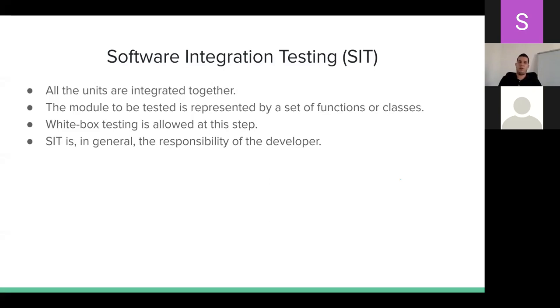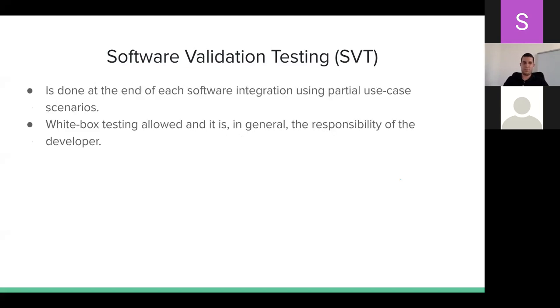Software integration testing, SIT. All the units are integrated together. The module to be tested is represented by a set of functions or classes, as I said before, depending on the programming language. White box testing is allowed at this step, and SIT in general is the responsibility of the developer. But you will find some projects where the SITs are done by the tester. Software validation testing is done at the end of each software integration using partial use case scenarios. White box testing is allowed, and it is in general the responsibility of the developer.